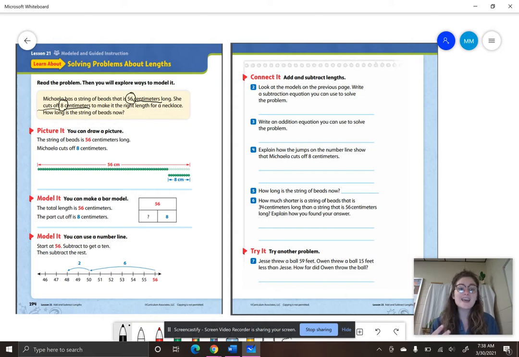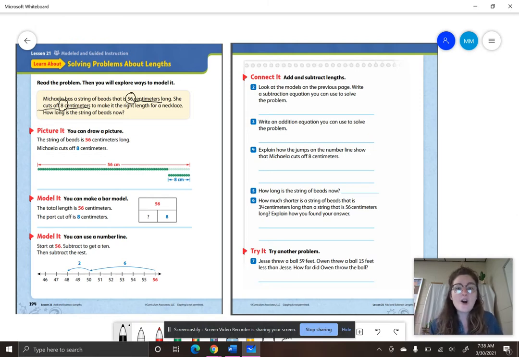So it told us that at the beginning, the string of beads is 56 centimeters. So in the picture, they drew a 56 centimeter string of beads. It says Michaela cuts off 8. So look at what they did with the picture. They had 56 and they took away the 8 centimeters.